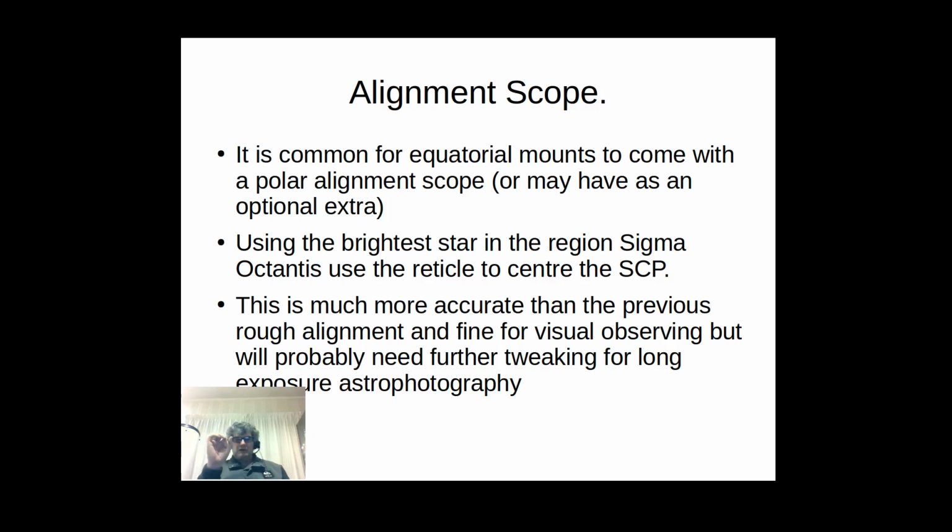What the polar alignment scope has in it is an illuminated reticle, and you can spot Sigma Octantis and some other stars, and make your altitude and azimuth adjustments to position those stars on the marks in the reticle, and then once you've done that, you'll have quite good polar alignment. There's better ways depending on what equipment you've got.